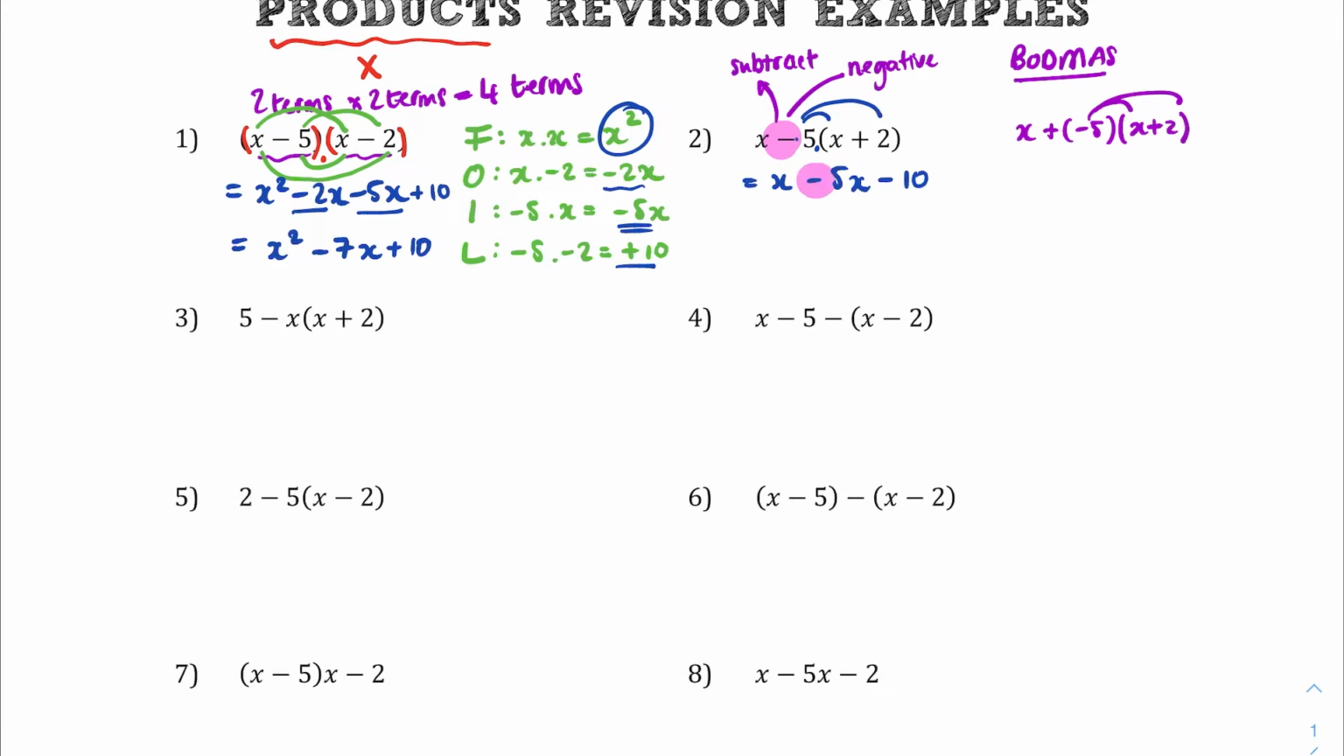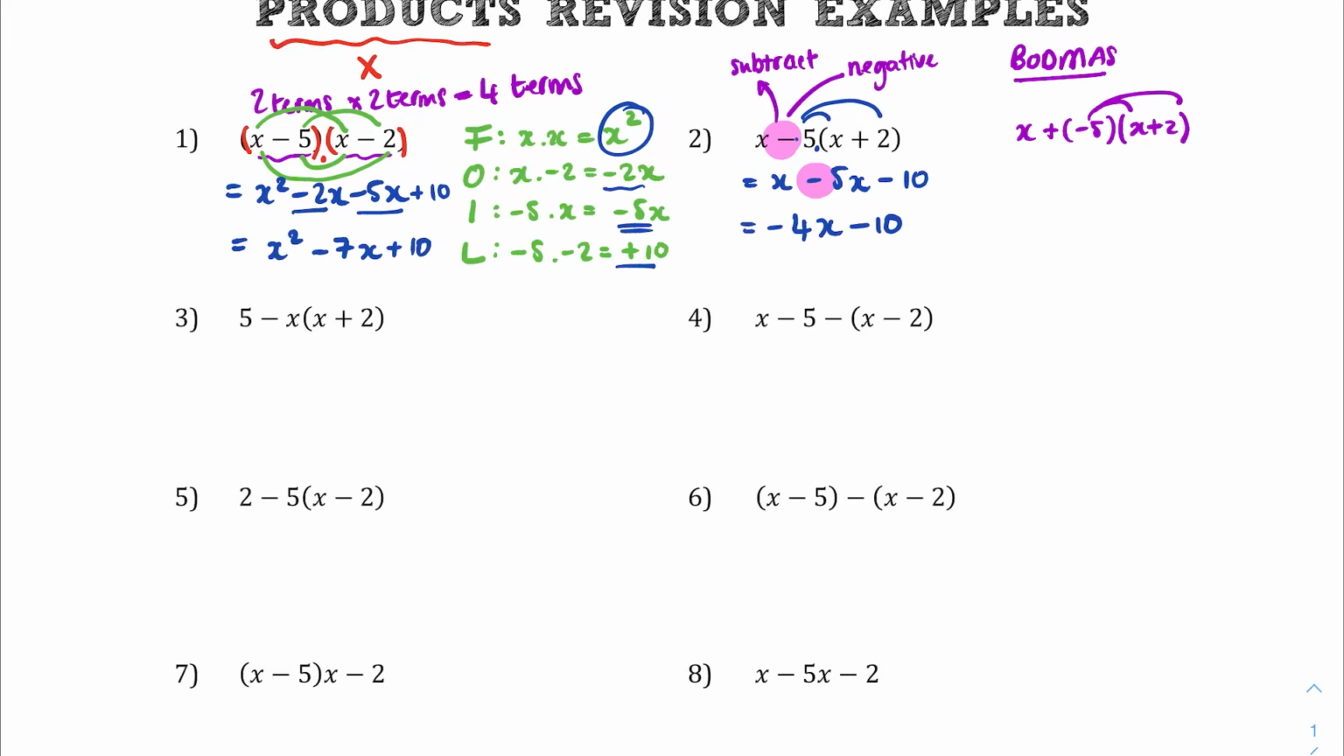And now we want to read this minus symbol now as subtraction, because we are saying I've got 1x and I'm taking 5 of them away. I've got -4x minus 10. And that is the simplified version of that original expression. Tricky, huh? Alright, let's look at the next one.